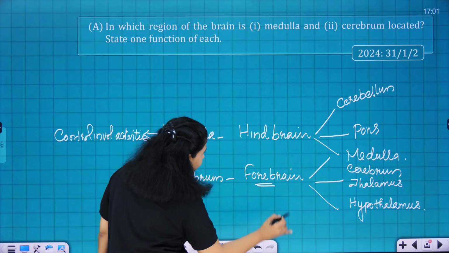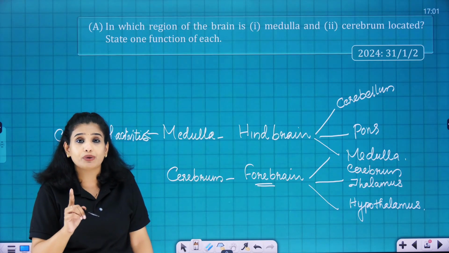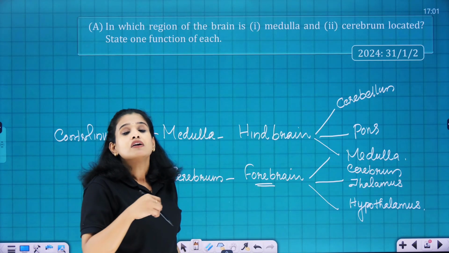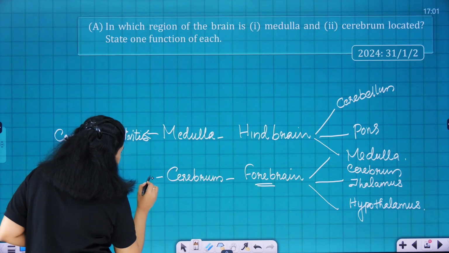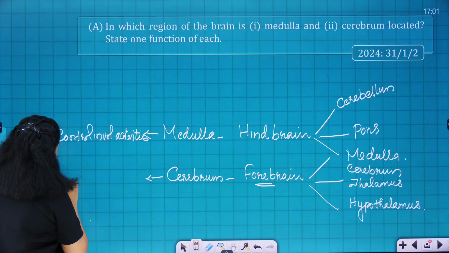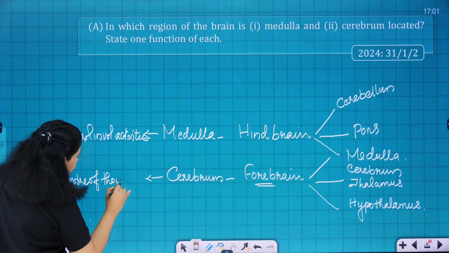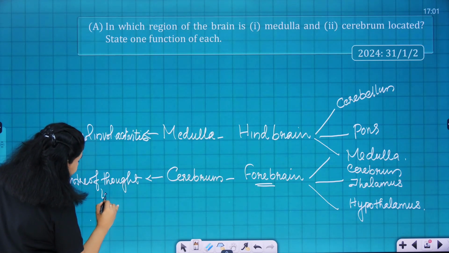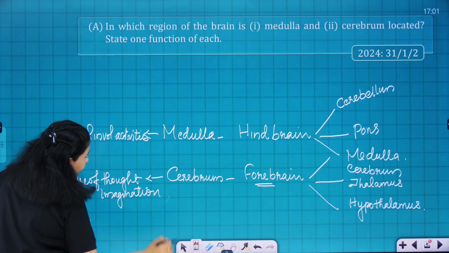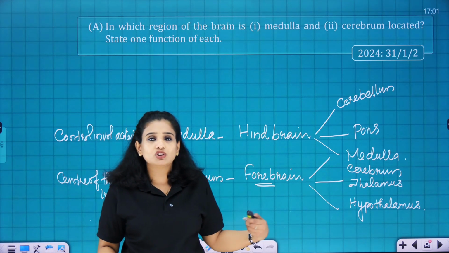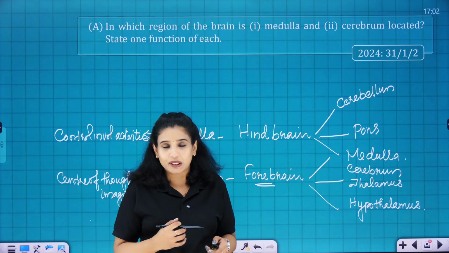Now you have to mention one function of the cerebrum. Which function will we write? It is the center of thought, imagination, memory, etc. So thought, imagination, memory. Which is the center? The cerebrum is the center.